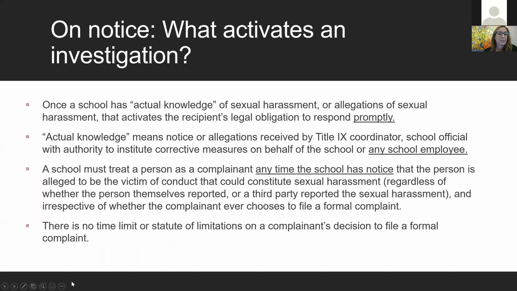So what activates an investigation? This has changed a little bit. The first thing, well, I'll go with the first bullet. It's once you have actual knowledge of these allegations. And the next bullet tells you what actual knowledge means. And we need to respond promptly. Actual knowledge means notice or allegations received by the Title IX coordinator, or a school official with authority to institute corrective measures on behalf of the school. So those of you who are building administrators, or any school employee.